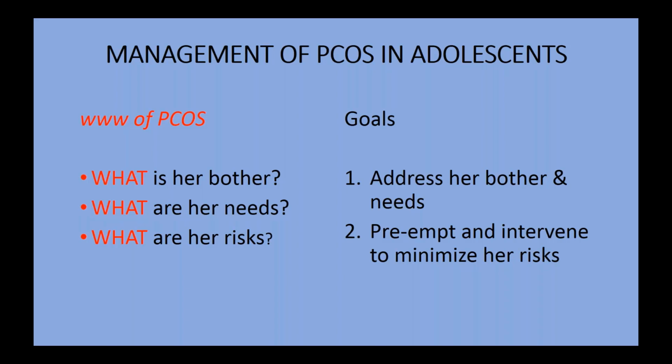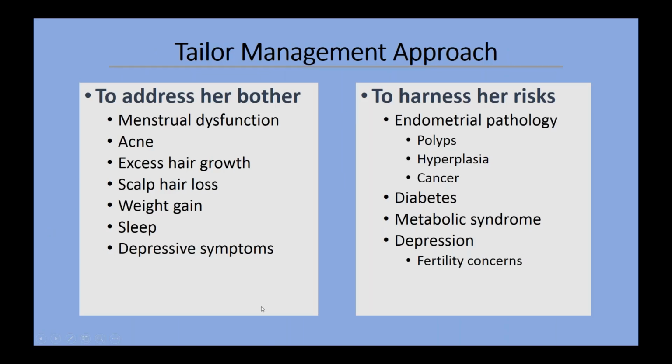So my management strategy should really be, I want to address her need and her bother for now, but also educate her and her family in terms of the future and preempt and intervene to minimize her risks for the future. So hence the focus on tailored management approach. Now, if her bother is menstrual dysfunction, I need to focus on strategies that will improve her menstrual function. If her bother is acne, excessive hair growth, or excessive scalp hair thinning, I need to focus on strategies which address menstrual dysfunction as well as androgen excess symptomatology.